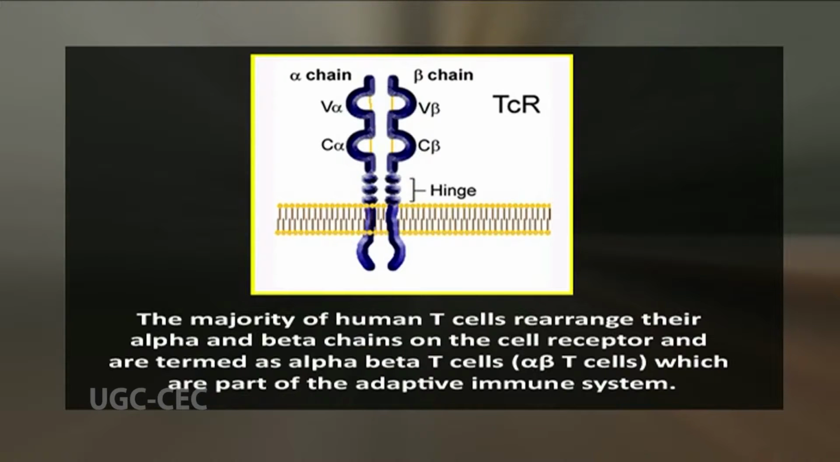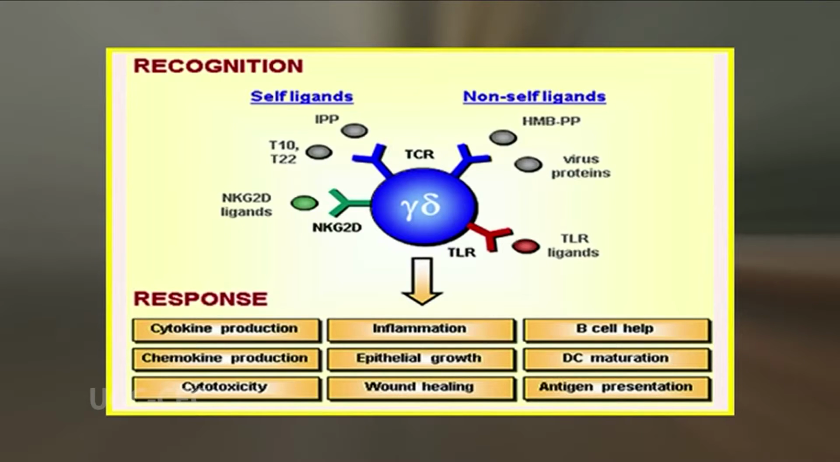The majority of human T cells rearrange their alpha and beta chains on the cell surface receptor and are termed alpha-beta T cells, which are part of the adaptive immune system. Specialized gamma delta T cells have invariant T cell receptors with limited diversity that can effectively present antigens to other T cells and are considered to be part of the innate immune system.